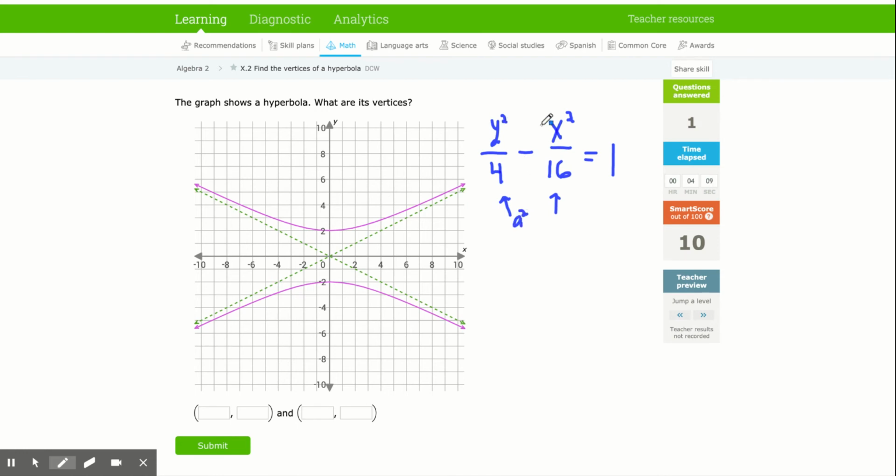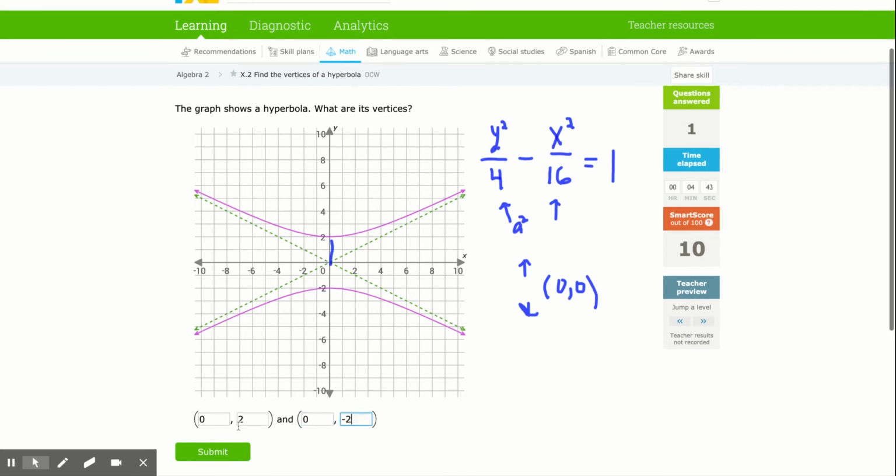And again, since there's no horizontal or vertical shift, my center is 0, 0, and my vertices are going to be found by the square root of 4, or 2 units above and below the center, because it's the y term that's first. So again, my center is 0, 0. I go 2 units up. Actually, that's 0, 2, because the x isn't changed, 0, 2, and the other one is at 0, negative 2. So make sure you do your x value first.